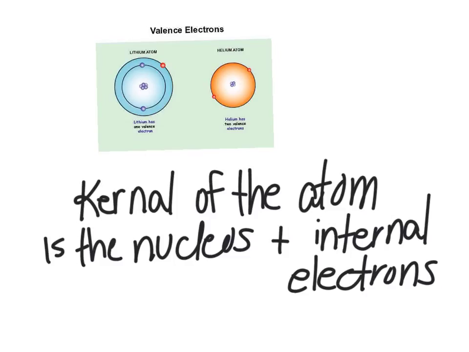Okay, I hope that helped with the definitions of kernel, valence electron. I hope you understand what a principal energy level is. Also can be referred to as a ring or an orbit in a Bohr diagram. You should be able to draw any element on the periodic table as far as the Bohr diagram goes at this point. If you still need help, don't hesitate to ask.